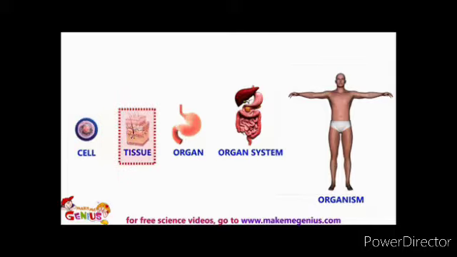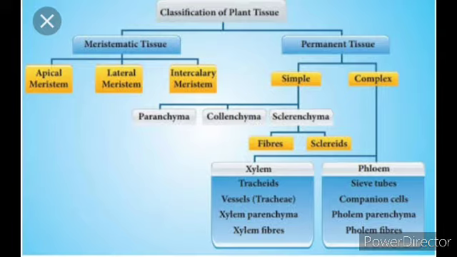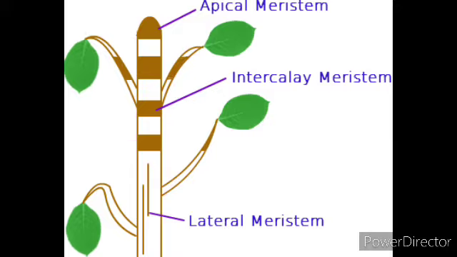A tissue is defined as a group of similar cells which perform a specific function. Plant tissues are basically classified into two types: meristematic tissue, and permanent or non-dividing tissue. Meristematic tissue is again divided into apical meristem, intercalary meristem, and lateral meristem.